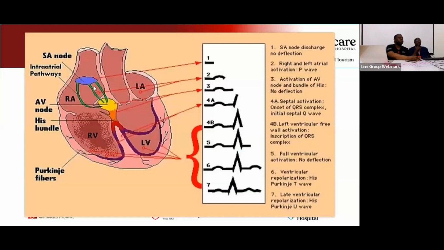All right, we are back. Sorry about that. So we're talking about how the impulse travels in the heart. Dr. Olalekan was taking us through the P wave, the QRS, and what happens in all of them.